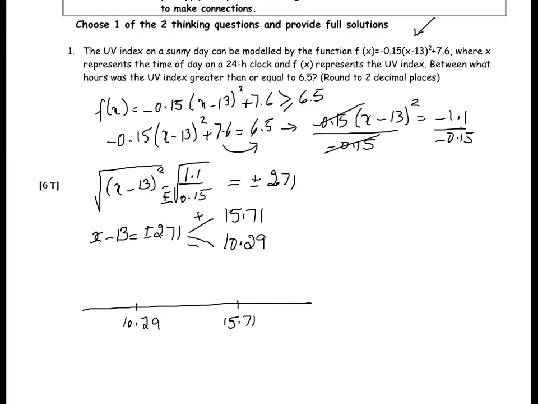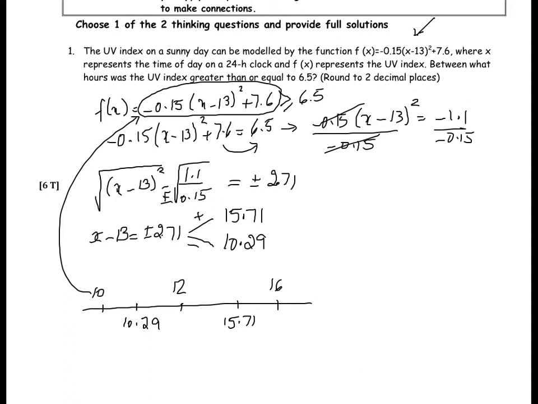To find which region is the answer, pick 3 different numbers. One number less than 10.29, for instance, pick 10. One number between 10.29 and 15.71, let's say we pick 12. And one number greater than 15.71, let's say we pick 16. And then these 3 numbers, substitute back in this equation. So put 10 here, and then evaluate the expression on the left and compare it with 6.5.